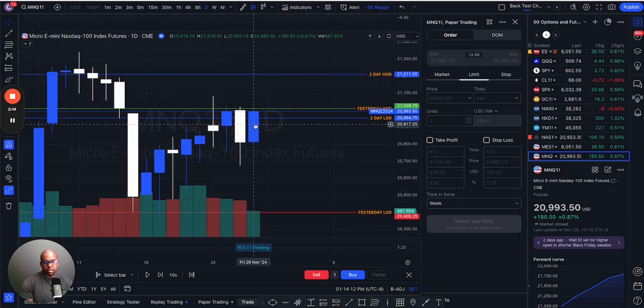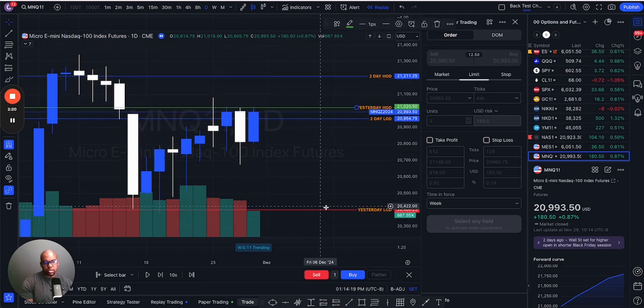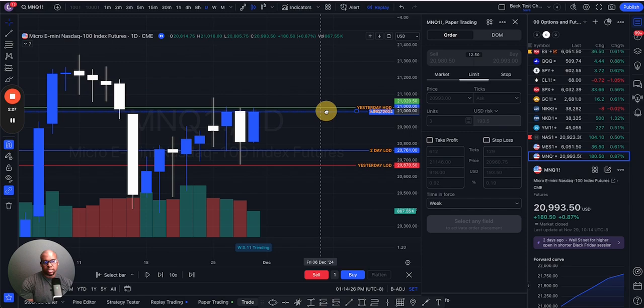Okay. So if this is Friday, imagine that we're in Friday. Thursday's high would be there. Thursday's low would be there. And then the 2 days low would be there. And then the 2 days high will be, you've got to zoom in, but it's pretty close.